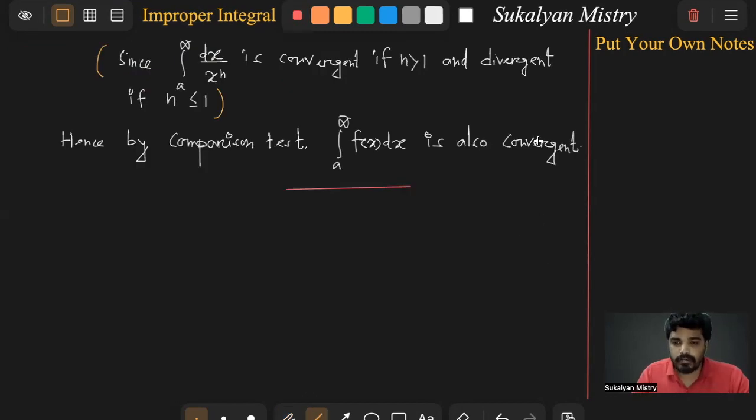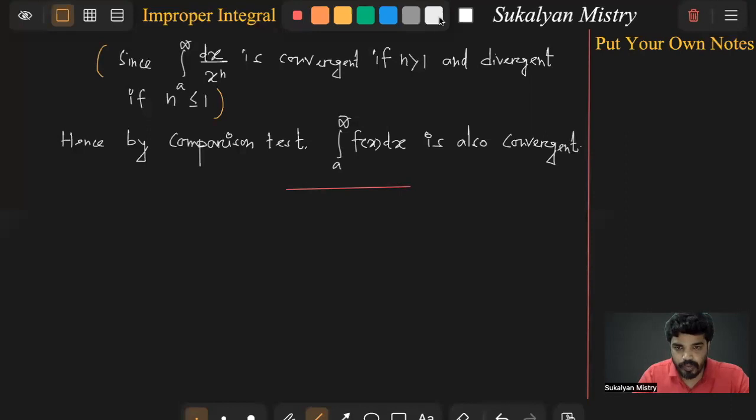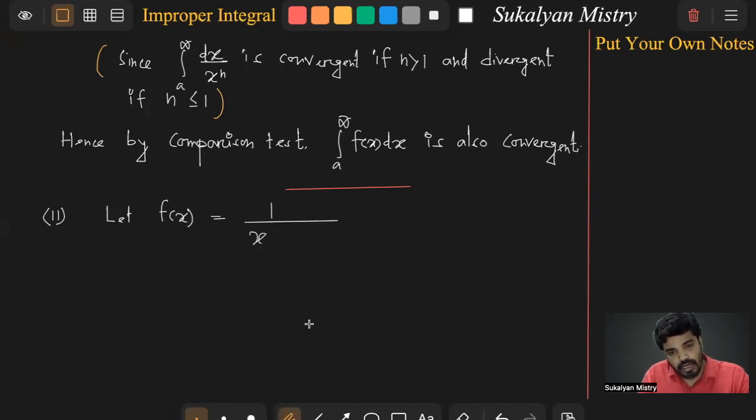Okay, clear? So number 2, integration a to infinity dx by x root over 1 plus x square. So we take f(x) is equal to 1 by x root over of 1 plus x square. So number 2, let f(x) be equal to 1 divided by x root over x square plus 1.